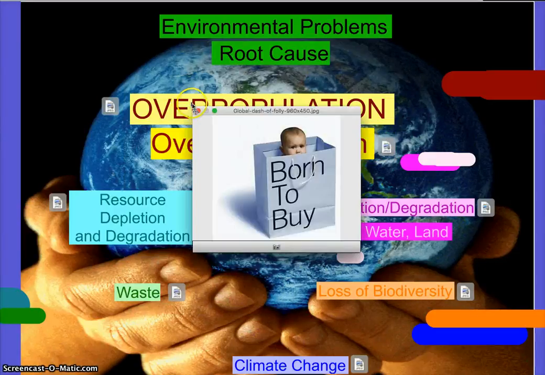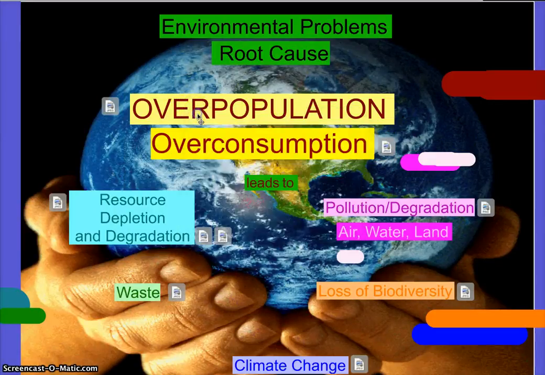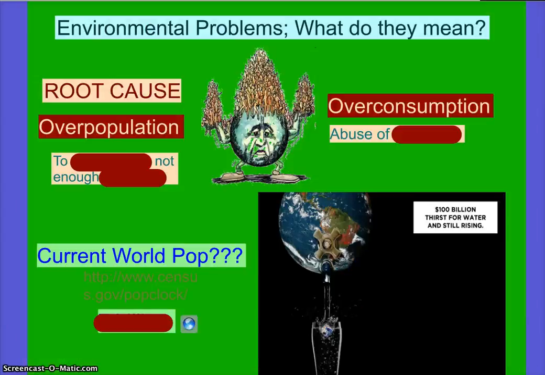Overconsumption, that's us, born to buy. All right, so moving on, we're gonna dive into each one. Define each part, get to know each part before we get to the actual topics.